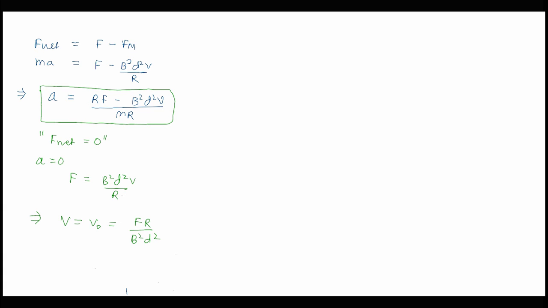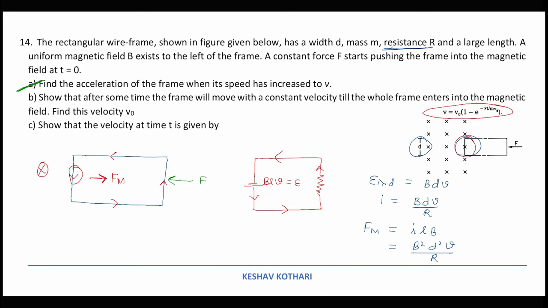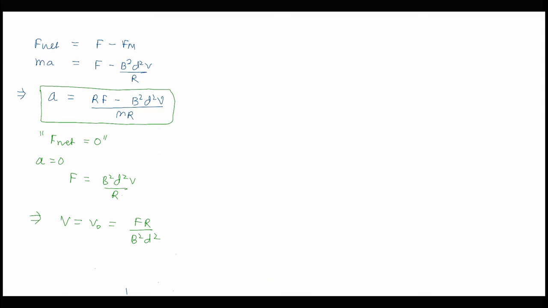So this is the value of v naught which we attain, Fr upon B squared d squared. Now in the next problem it is asking to find the velocity as a function of time, or to prove that it will be of this kind, that v equals v naught times (1 minus e to the power minus Ft upon m v naught). So in order to begin this approach, we begin by solving this equation.